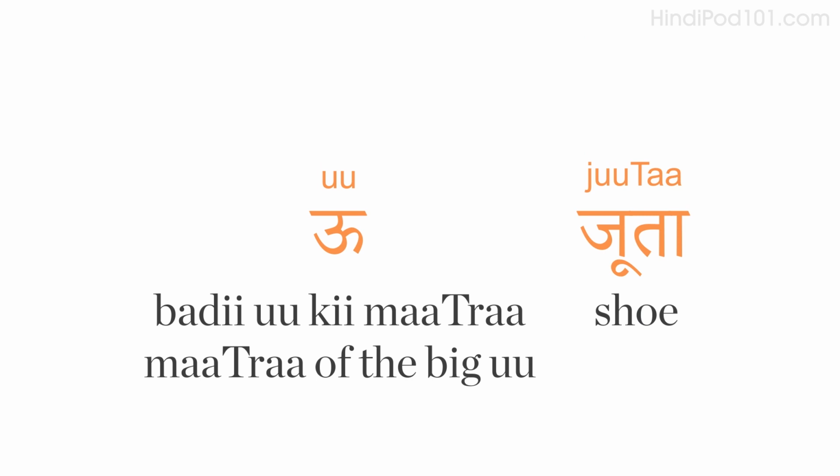Let's now look at shoe, juta. This matra below the letter J is the badi U ki matra, or the matra of the big U. This matra makes J, ju.